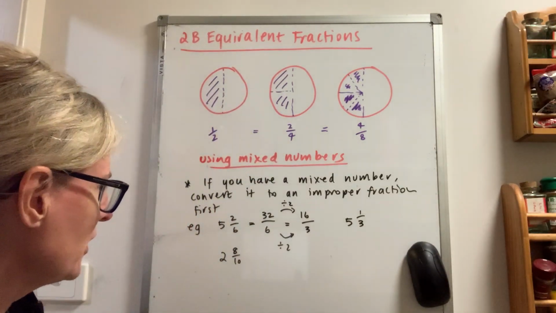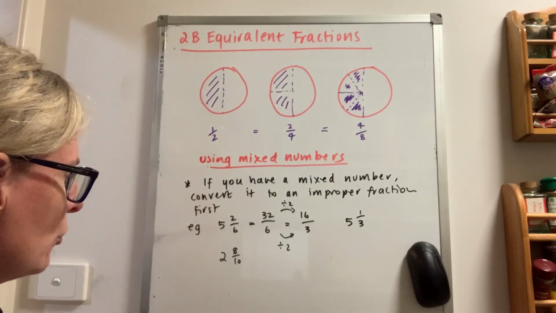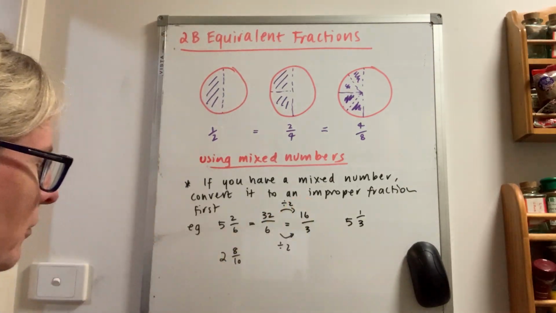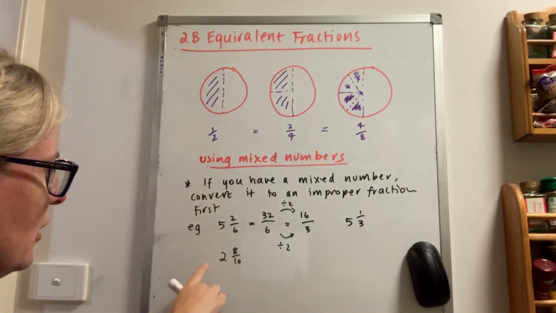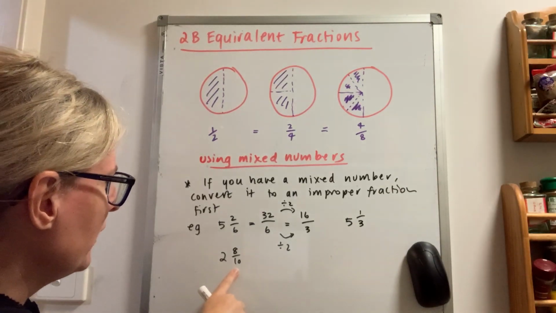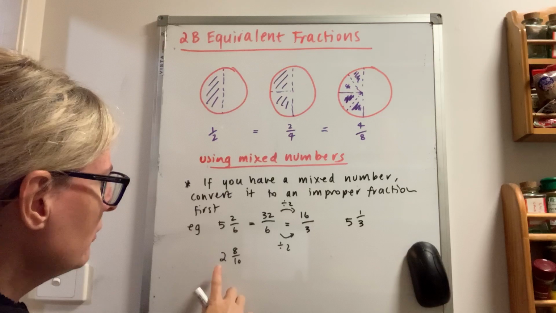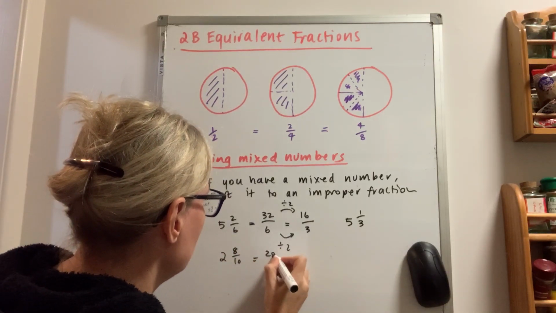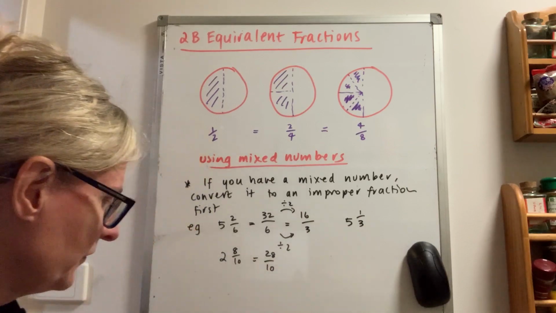Let's do one more example. So you've got 2 and 8 tenths. So first of all, convert to an improper fraction. So 2 times the denominator, add the numerator. So 2 tens are 20, plus 8 is 28 over 10.